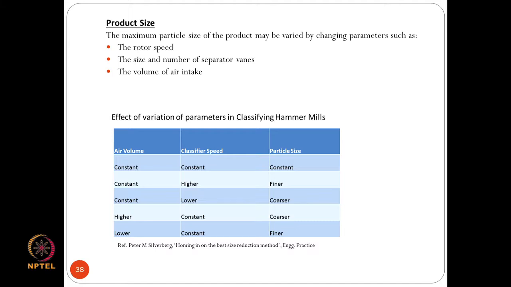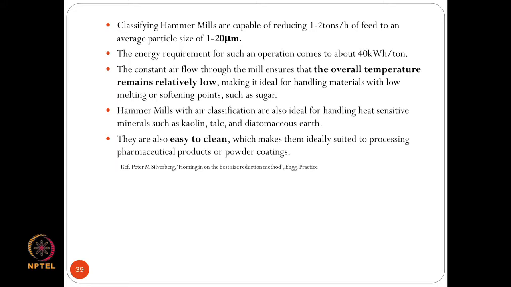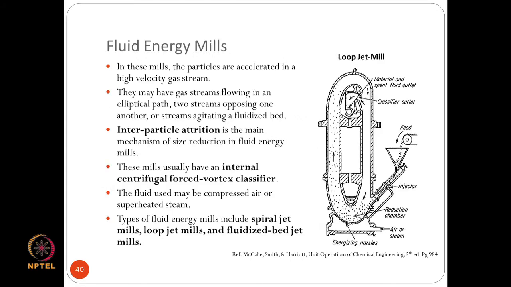And in this type of mill, the hammer mill, the particle size that you produce depends on the rotor speed, the size and number of vanes that are used for the hammer, and the volume of air intake, because that has an effect on the recirculation rate of particles back into the hammer mill. So, they can take 1 to 2 tons per hour of feed and get a particle size of 1 to 20 microns. The overall temperature remains low because of the airflow, which conveys the heat away, easy to clean. So, classifying hammer mills have a lot of advantages.